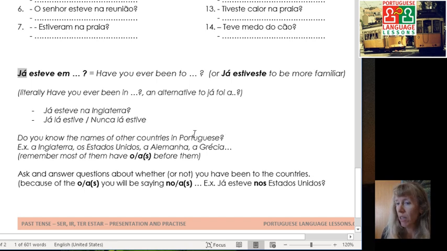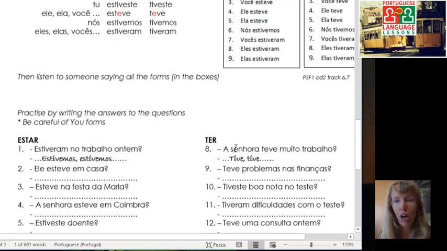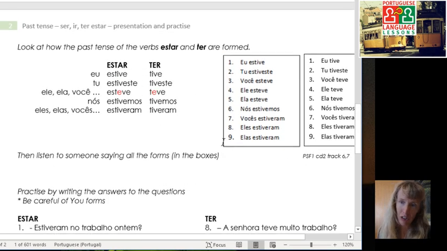So here, just to practice, we could talk about different countries, talking about if we've been there or not. But remember, because countries are pretty much always preceded by o, a, os or as, which is determined by the last letter of the country, the em switches to a no, na, nos or nas in this case. Okay then, so that's a little introduction for you on these 4 verbs, which actually become just 3 different forms in the past tense.